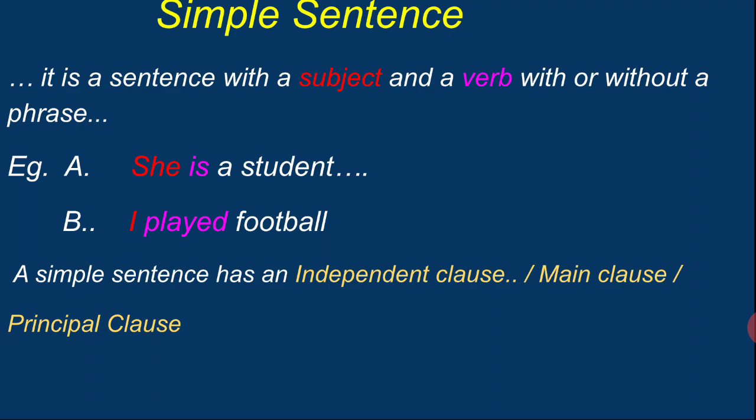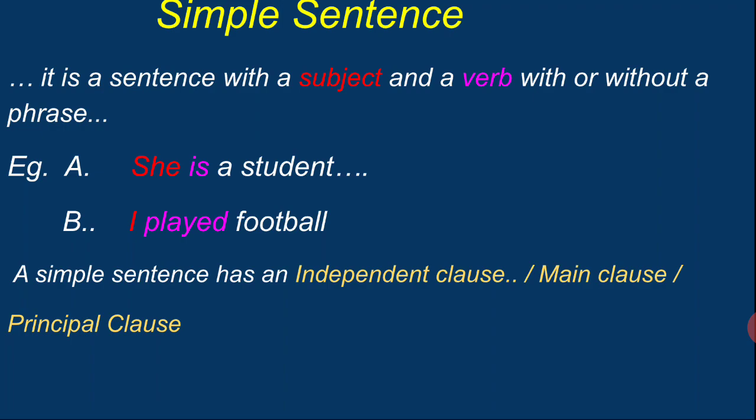Look at the first example. She is a student. You have to identify the subject. The subject is in red color, and the verb is in pink. She is the subject, and the verb is the be form, that is. In the second sentence, identify the subject and verb.